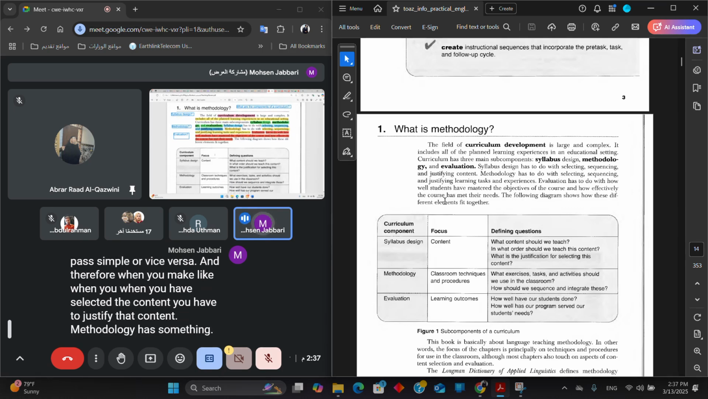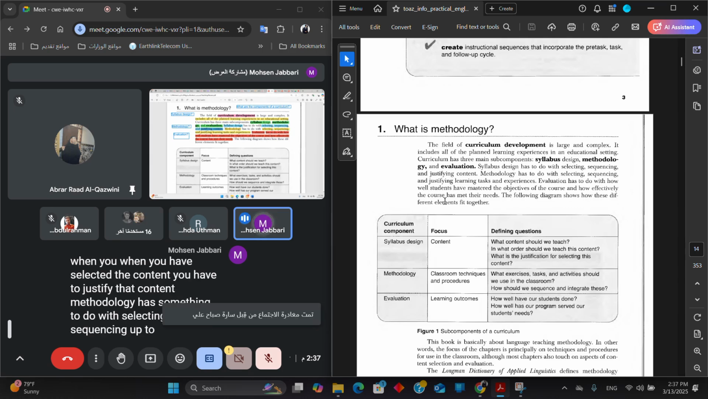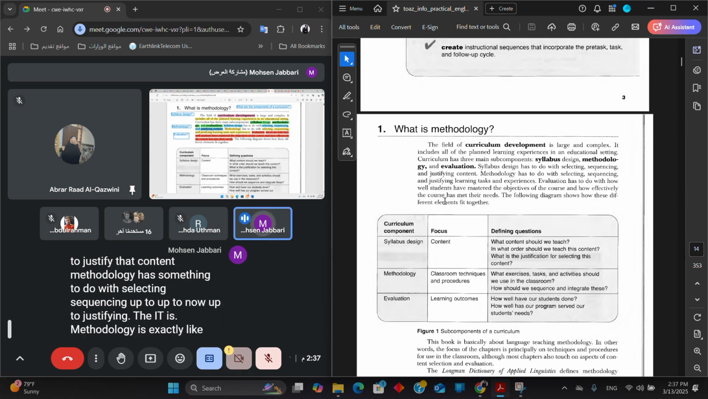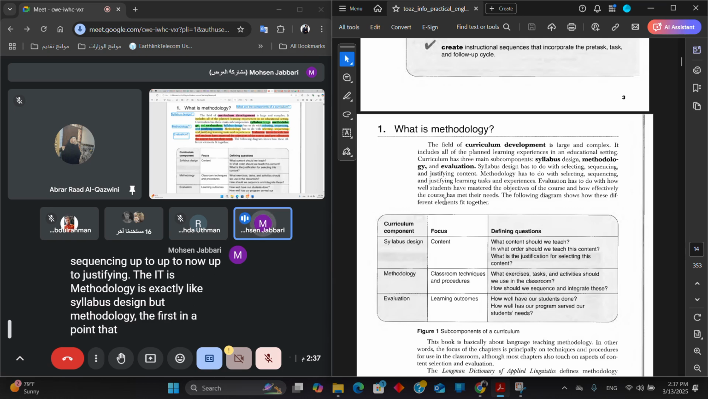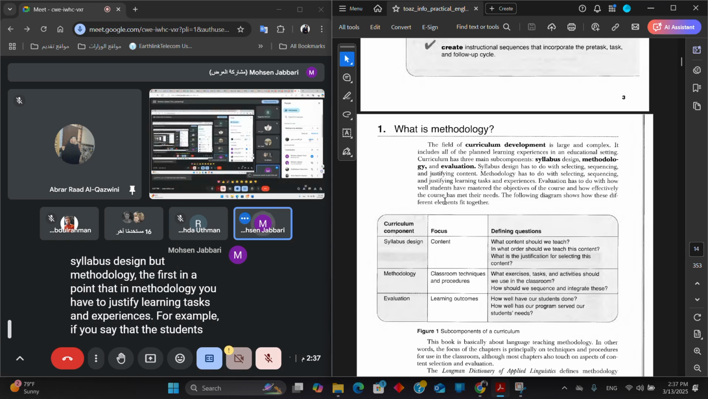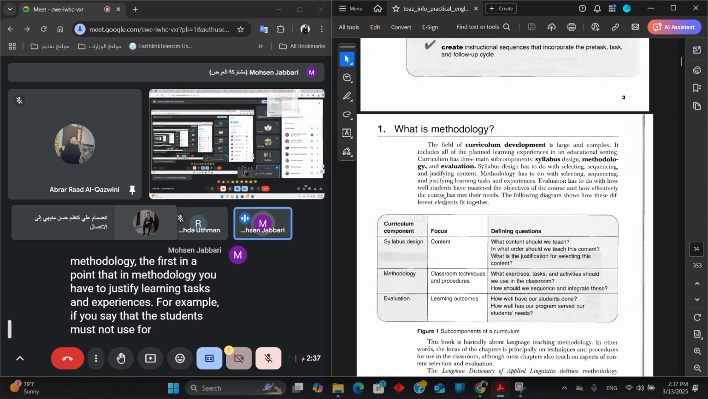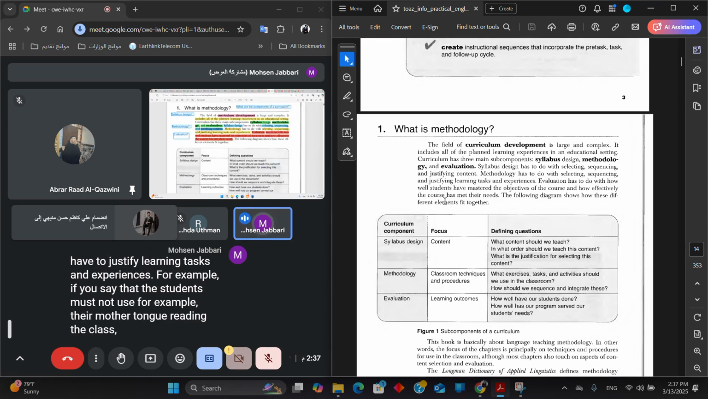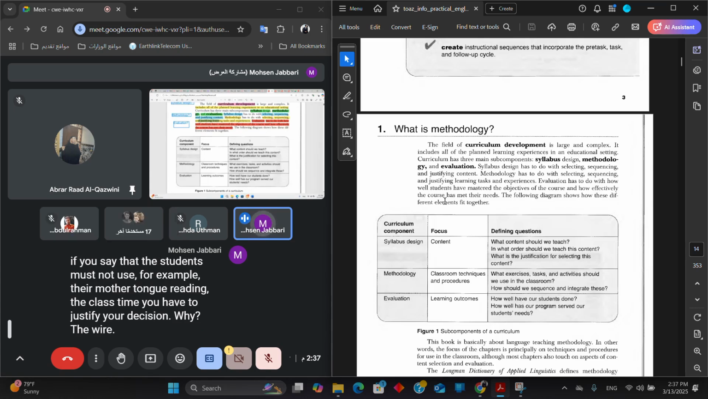Methodology has something to do with selecting, sequencing, and justifying. Methodology is exactly like syllabus design, but it differs in a point that in methodology you have to justify learning tasks and experiences. For example, if you say that the students must not use, for example, their mother tongue within the class time, you have to justify your decision. Why? The why of it is important.